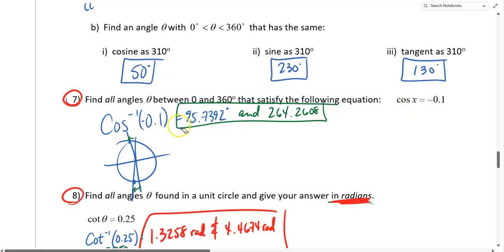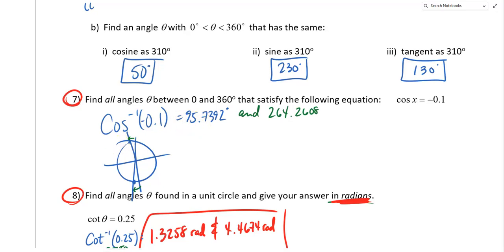Now the calculator does spit back an answer when you use cosine inverse, it's 95 degrees, but we also have to recognize that we want all of the angles between 0 and 360. This 95 degree position is only one of them. So the other position that has the same x coordinate as this would be down below, and this angle down below is 95 degrees below horizontal.